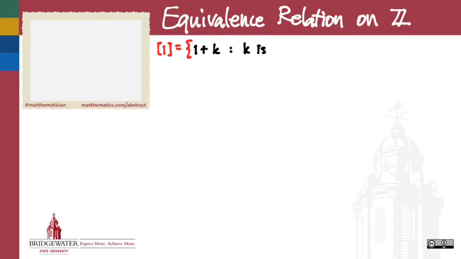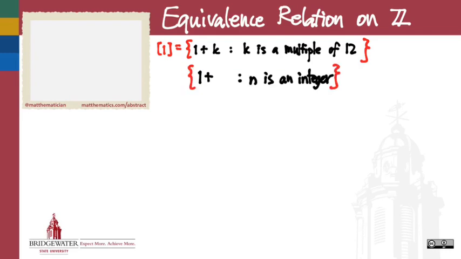Let's see if we can take the observation k is a multiple of 12 and make that into something that we can operationalize in a formula. What do numbers that are multiples of 12 look like? How can I produce multiples of 12, maybe using an algebraic expression? How would I recognize in an algebraic formula an expression which is a multiple of 12? The more streamlined way of writing this set builder notation is just to write it as 1 plus 12n, where n is an integer. So that's another way of understanding this equivalence class.